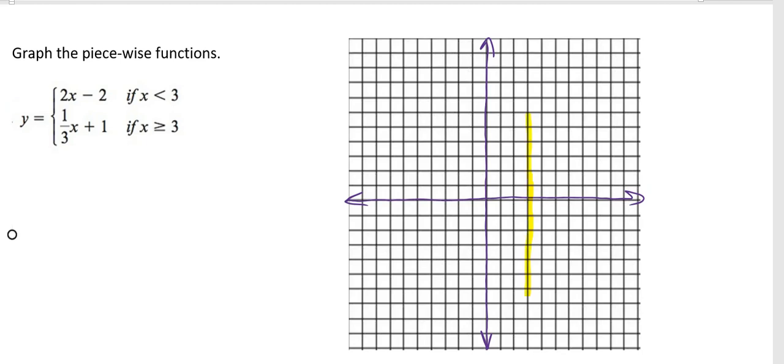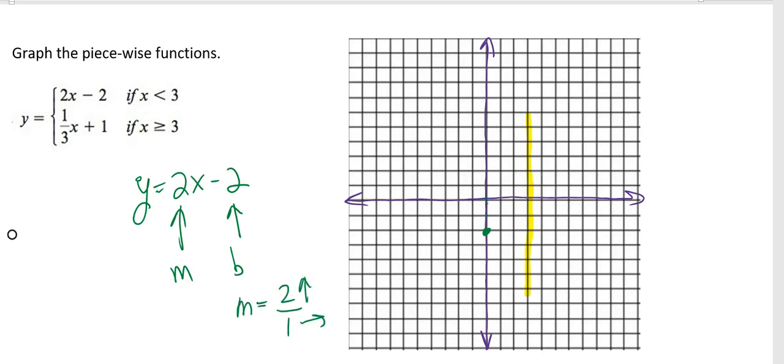Okay, let's graph the left side. So these are for x values that are less than 3. So I'm going to graph y is equal to 2x minus 2. We know that the y-intercept is negative 2, and we know that our slope is 2. So we know our slope is 2 over 1. So 2 up and 1 to the right will be right here.